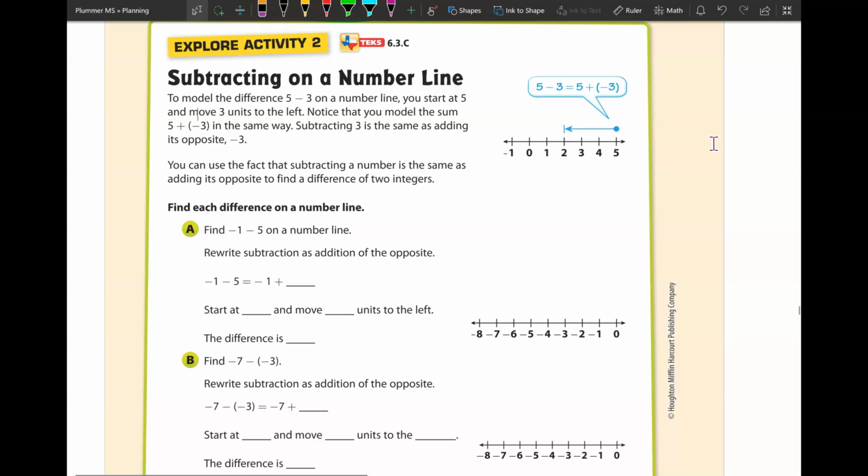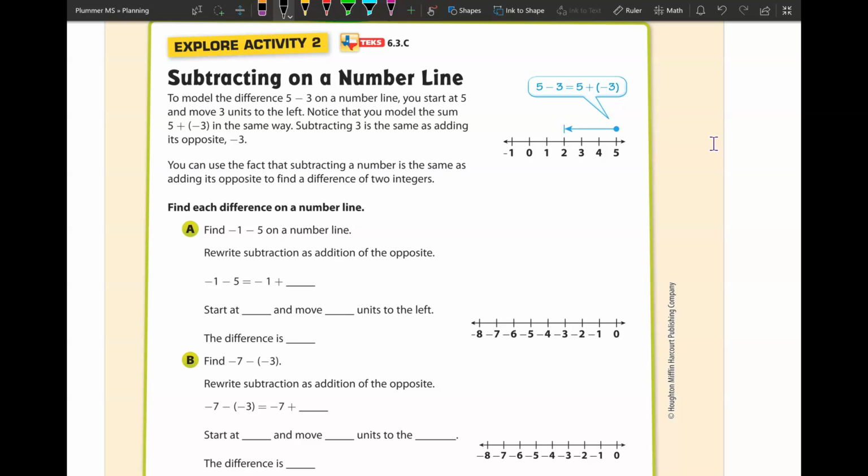So explore activity number 2, we're going to subtract on a number line. To model the difference 5 minus 3 on a number line, you start at 5 and move 3 units to the left. Notice that you model the sum 5 plus negative 3 in the same way. Subtracting 3 is the same as adding its opposite, negative 3.